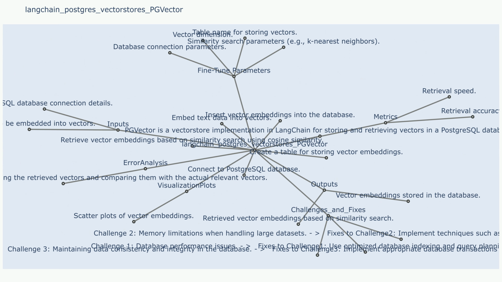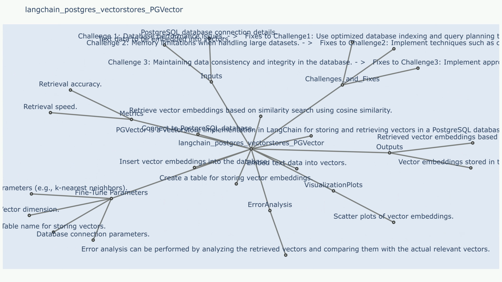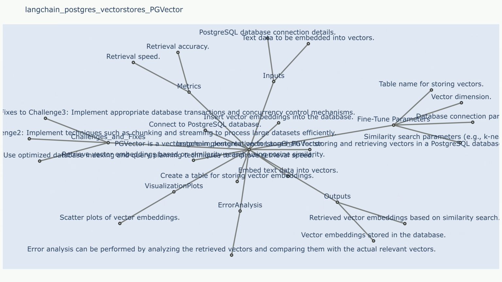Check if the specified table exists. If not, create it with a column to store the vector embeddings using the pgvector extension. Create a GIN index on the vector column, optional. Embed the input data using the provided embedding function. Insert the vector embeddings and corresponding metadata into the PostgreSQL table. Return a vector store object that encapsulates the connection to the database and provides methods for interacting with the vector data.